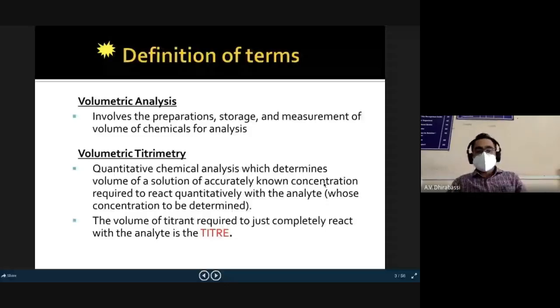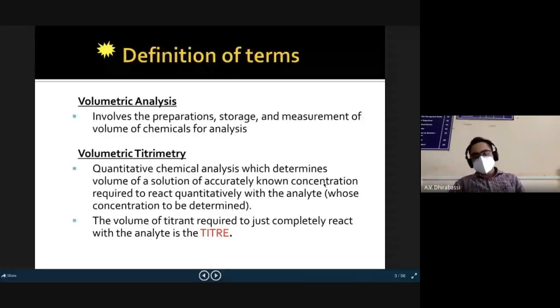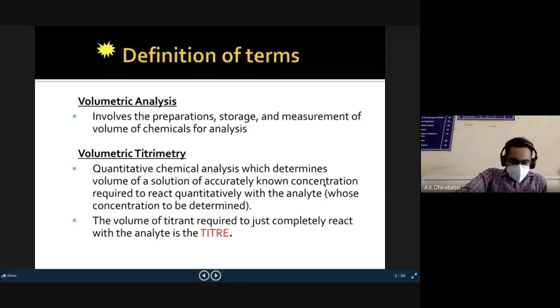Thus the compound we are using as a standard, the standard known solution, we can call a titrator or titrant. Titrant or titrator, we can use either term. The volume of titrant required to just complete the reaction with the analyte is the titer. That will be the term.